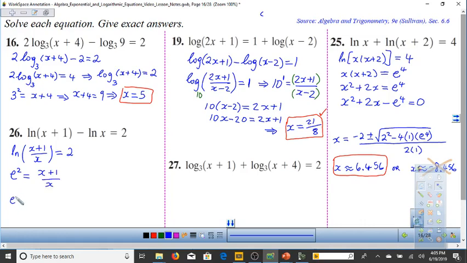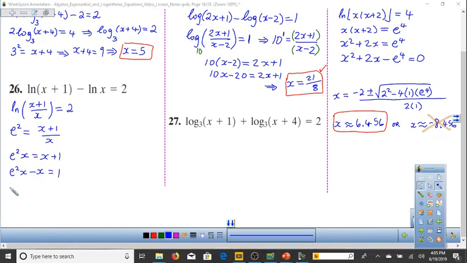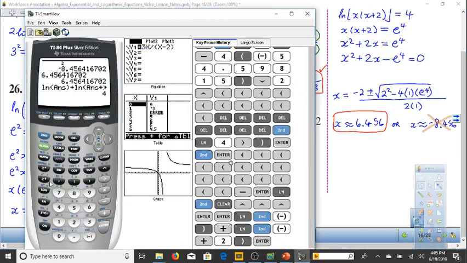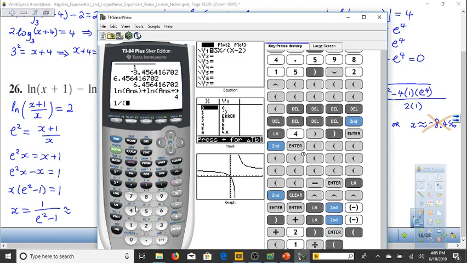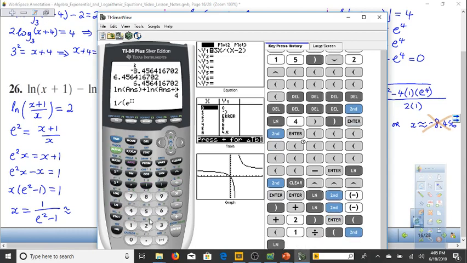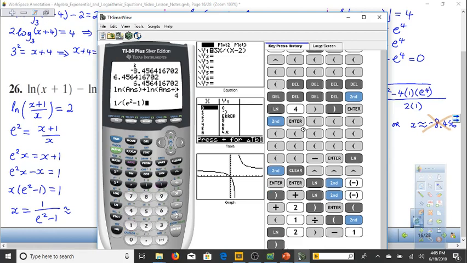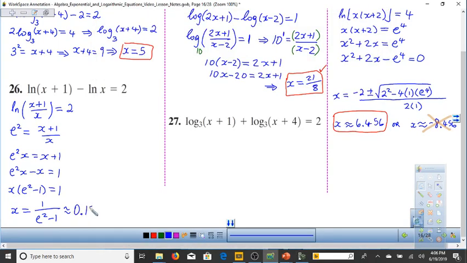Solving for x, we get e squared times x by multiplying x to both sides, x plus 1. So we have e squared x minus x is equal to 1. And then if you factor out an x, you get e squared minus 1 times x equal to 1. So our answer is x is equal to 1 over e squared minus 1, which is approximately equal to 0.1565.